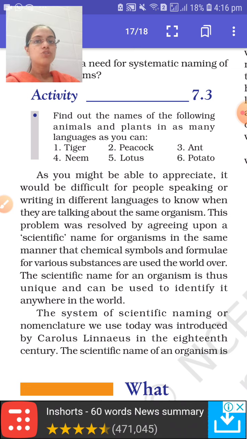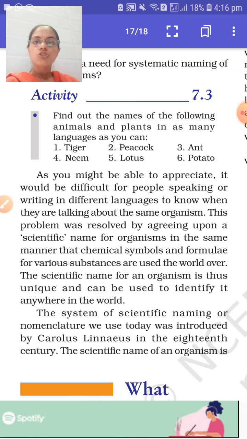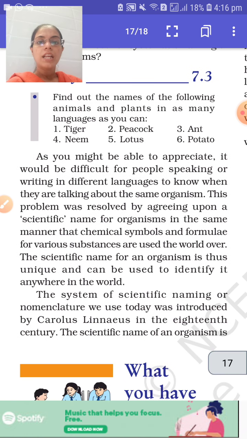But if I go to Germany, they would be speaking German. If I go to foreign countries, they might be speaking French or something. So everywhere the name of the organism will differ according to the language. So there is a need to give a specific scientific name to each and every organism. Each organism is given its own scientific name so that people know which organism we are talking about.